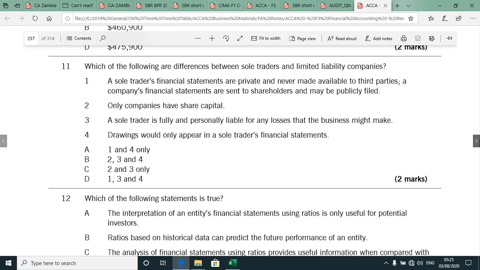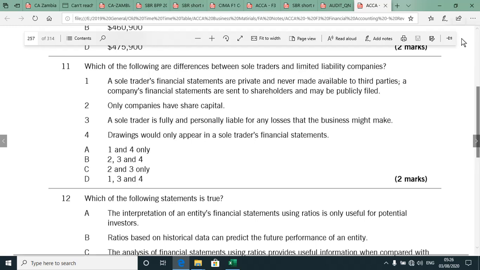Okay. 1 says, again, we look critically at that. So traders' financial statements are private and never made available. So the word never there is a bit challenging. Why? Because when a sole trader needs, let's say, a bank loan, they may still need to prepare what? Financial statements. So avoid the extreme word, never. And so I think 1 is the garbage one. But the other answers all look to be correct. 2, 3, and 4, I'd like to go for B.